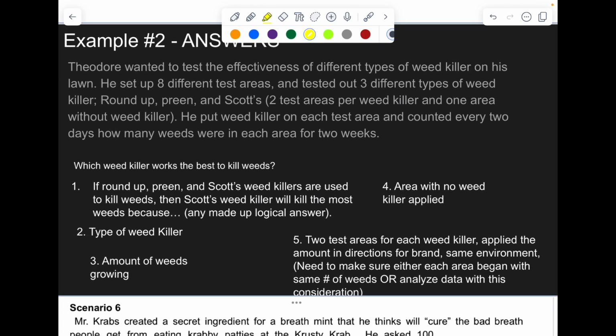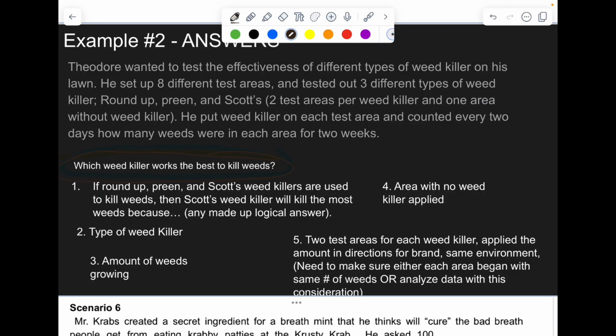Theodore wanted to test the effectiveness of different types of weed killer. He set up 8 different areas. So here is his question. He wants to know which weed killer is going to be the best. We need to write a hypothesis.